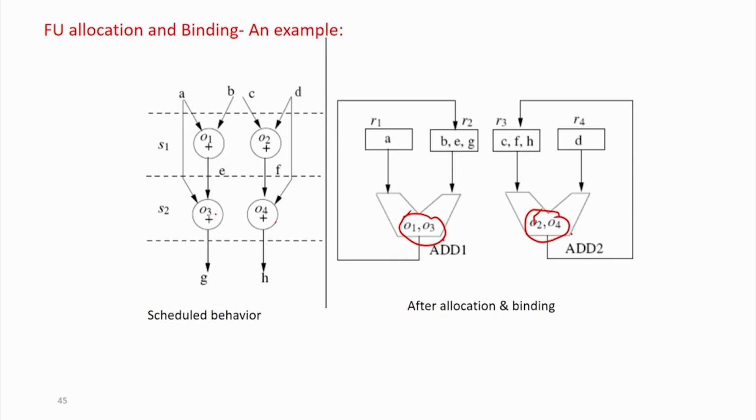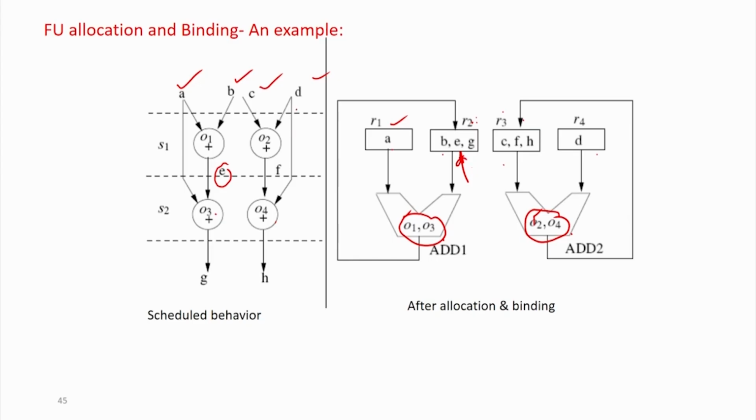Similarly, for registers I need at least 4 registers for storing these 4 variables. So, I need say R1, R2, R3 and R4, and A is stored in R1, B is stored in R2, C is stored in R3 and D is stored in R4. And now, after time step 1 E is available, A is still in use, so we still need A, but B is not required. So, I can store E in the same register R2 as B, right.